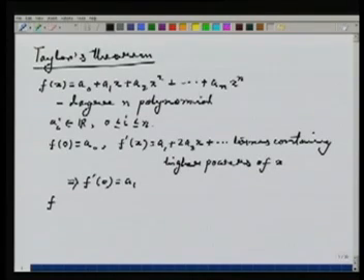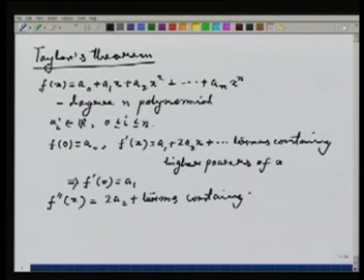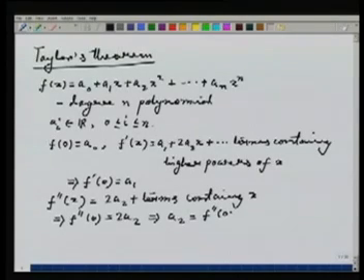Similarly, I can see that f double prime x, which certainly exists, is twice a2 plus terms containing x. This would then imply that f double prime of 0 is twice a2, which then implies that a2 is f double prime 0 divided by 2.